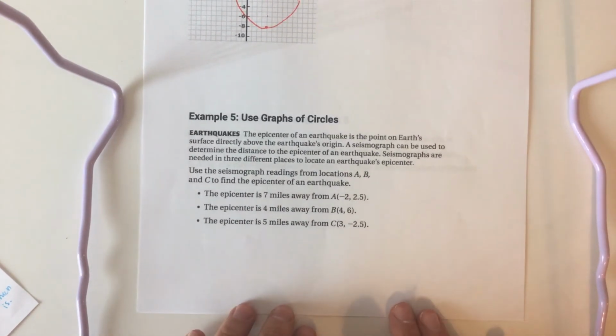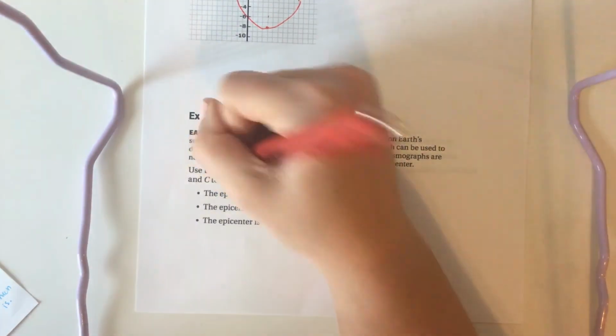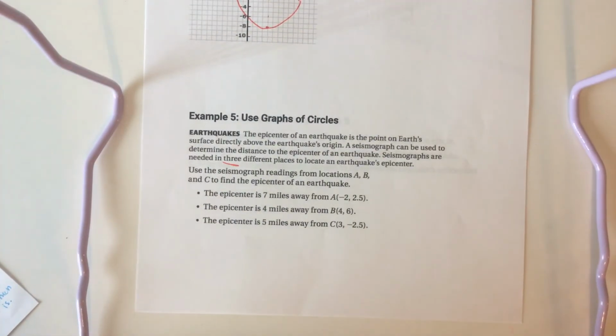So we have the epicenter of an earthquake is the point on Earth's surface directly above the earthquake's origin. A seismograph can be used to determine the distance to the epicenter of the earthquake. Seismographs are needed in 3 different places to locate an earthquake's epicenter. If you didn't already know this, you need 3 of them to pinpoint the location.